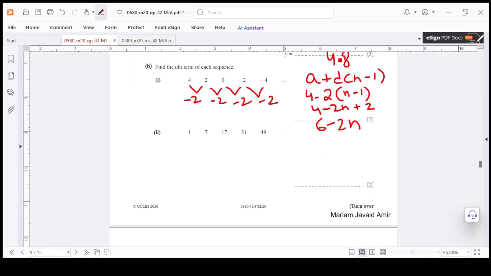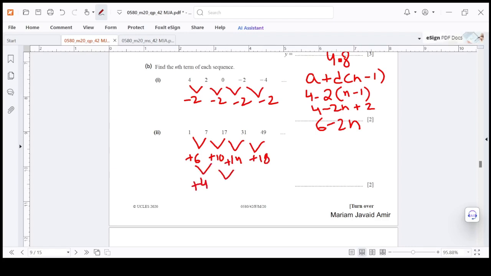For the second one, let's see, what do we have here? We have +6, then +10, then what is 31 minus 17? It's 14. And then what is 49 minus 31? It's +18. So it's not first level common difference. Instead, notice it's second level common difference because the difference of the first differences is the same, which is 4. Okay, so this is going to be some quadratic sequence. Whenever you get second level common difference, it's some quadratic sequence.